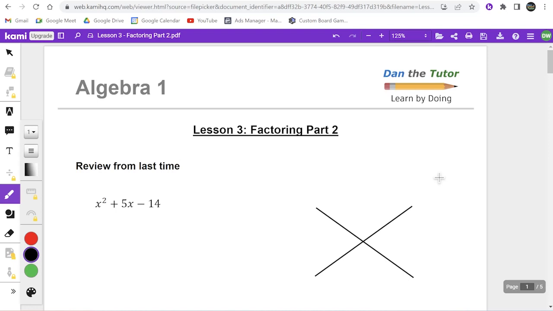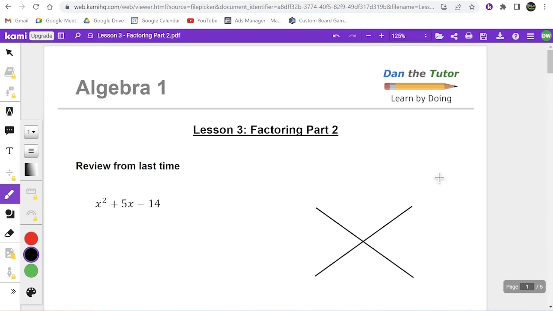Today we're going to be focusing on factoring. This is factoring part 2. If you remember from last week, we were doing factoring, foiling, distributing, but today we're going to focus only on factoring. As a matter of fact, a lot of the problems that we're going to do today are actually pretty advanced, and you might not see them until the end of the year.